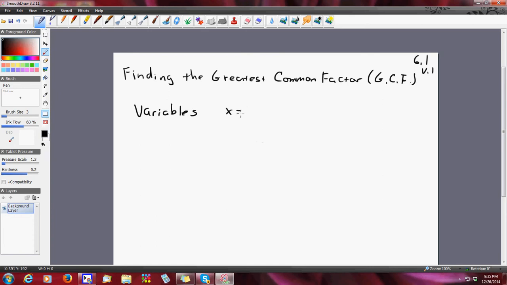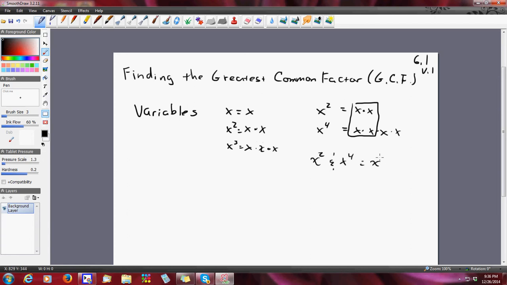Well, what you need to remember is x equals x. And that's obvious. But x squared equals x times x, and x cubed equals x times x times x. So if I had two variables, let's say x squared and x to the fourth, this is really x times x, and this is really x times x times x times x. So how much do they have in common? Well, they both have x times x, which is x squared. So the greatest common factor of x squared and x to the fourth is x squared.